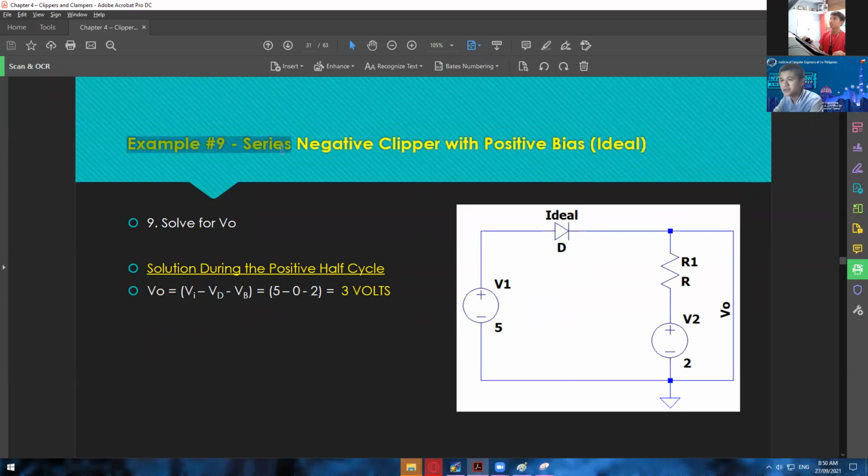Anyway, let's start with example number 9 for this bias voltage on the negative clipper. Let's start with the ideal diode first, of course. During the positive half cycle, positive is connected to positive and negative is connected to negative, so it has a forward bias connection on this voltage input right here. On the other side, we have positive to negative, negative to positive, so all throughout, on the right side, we have a reverse bias connection. The one that will dictate the flow of current is the VI only, since that is the only one that has a flow of current in this diode. So just simply apply KVL.